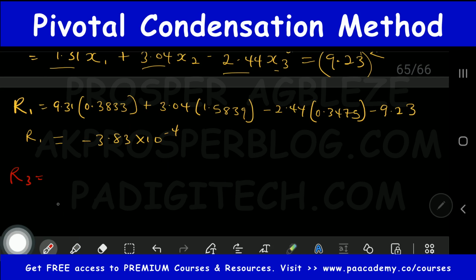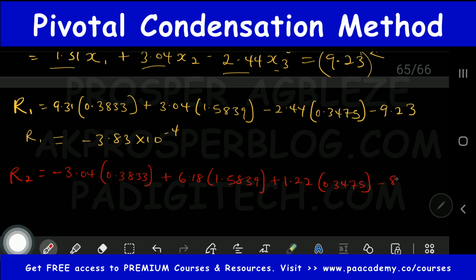So now let me go ahead and look for R2 rather. So this will be R2. So our R2, I don't need to rewrite the equation, you already understand the concept. So that will be minus 3.04 into bracket 0.3833 plus 6.18 into bracket 1.5839 plus 1.22 into bracket 0.3475 minus 8.2. Okay, so if you do this correctly, you are going to be getting minus 7.2 times 10 raised to the power minus 5.